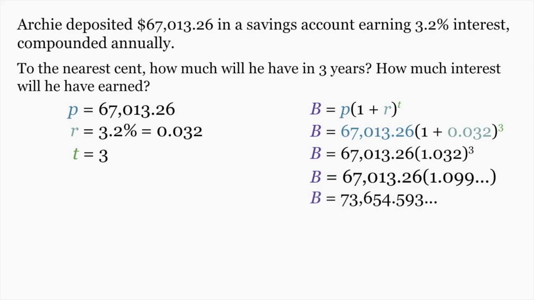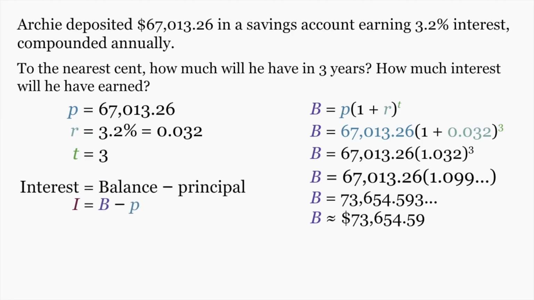67,013 and 26/100ths times 1.099, etc. equals 73,654.593, and our decimal keeps going. We need to round this amount to the nearest cent. Since there is a 3 in the thousandths place, we round down to 73,654 and 59/100ths. So B equals $73,654.59. Archie will have $73,654.59. How much interest will he have earned?